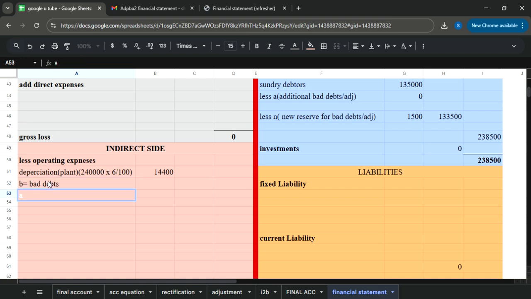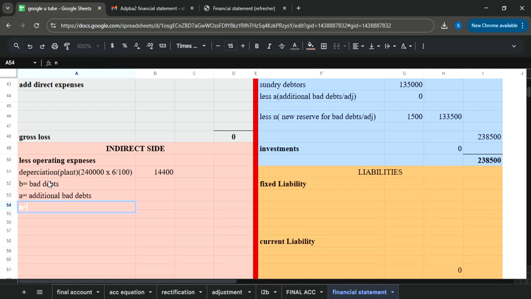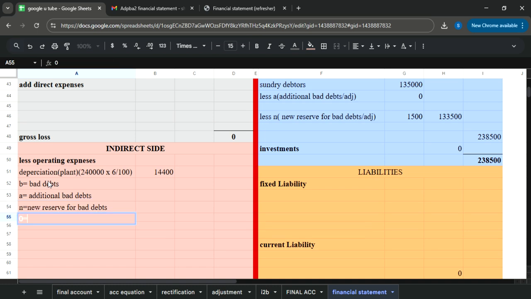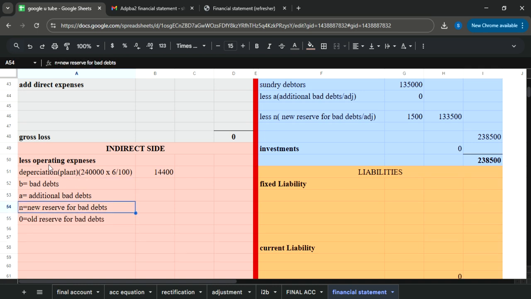Then A is for additional bad debts. N for new reserve for bad debts. O for old reserve for bad debts. And the first three items would be added.